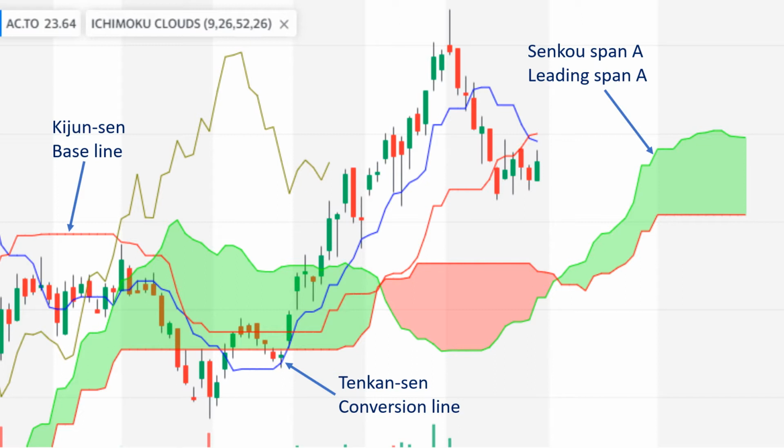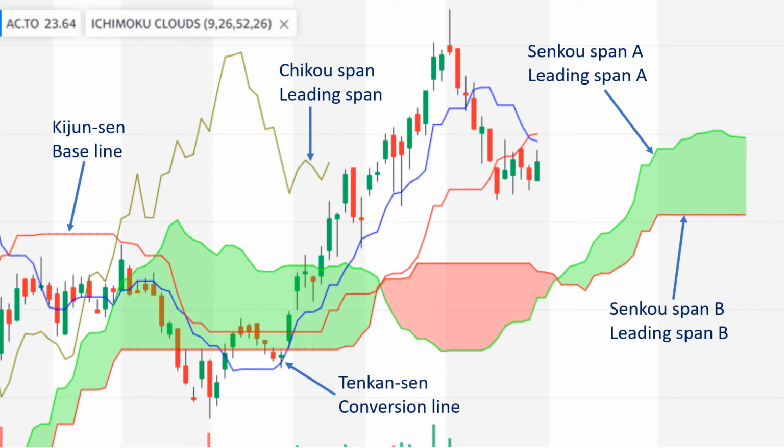Senkou span A or leading span A is considered a fast moving average and is indicated with the green color. Senkou span B or leading span B is considered a slow moving average and is indicated with red color. The 2 leading spans, A and B, construct the Ichimoku Kinko Hyo cloud. The Chikou span or lagging span is indicated with the dark gray color.